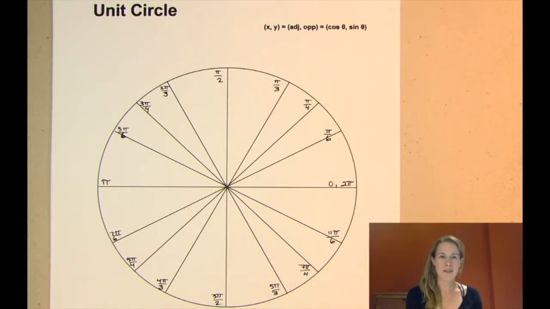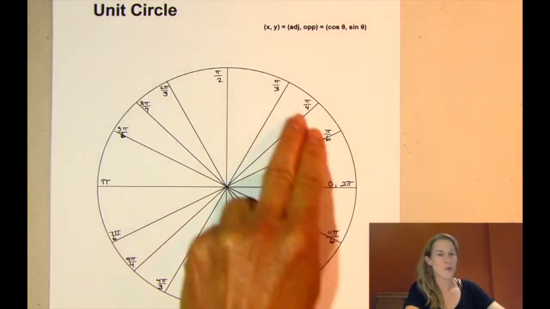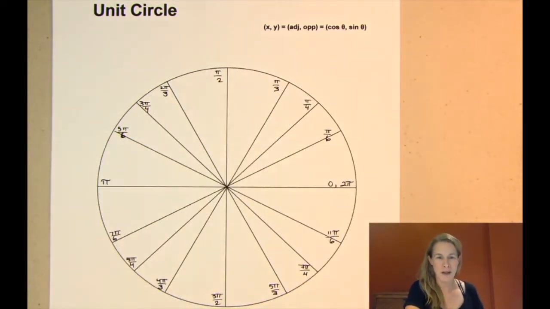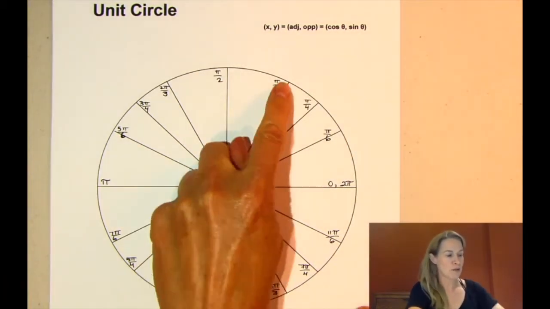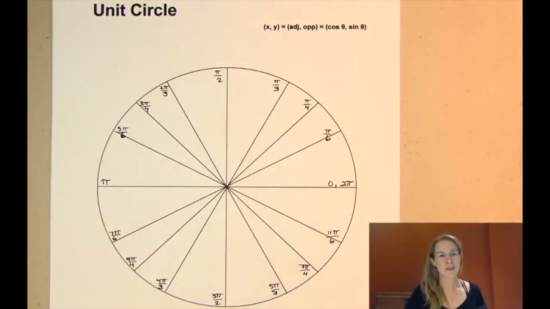So in my previous video we talked about how to identify all of the angle locations around the unit circle in terms of radians. Now what we're going to do is figure out what all of the coordinates are for each of these points around the circle, and those coordinates will help us figure out our trig ratios.